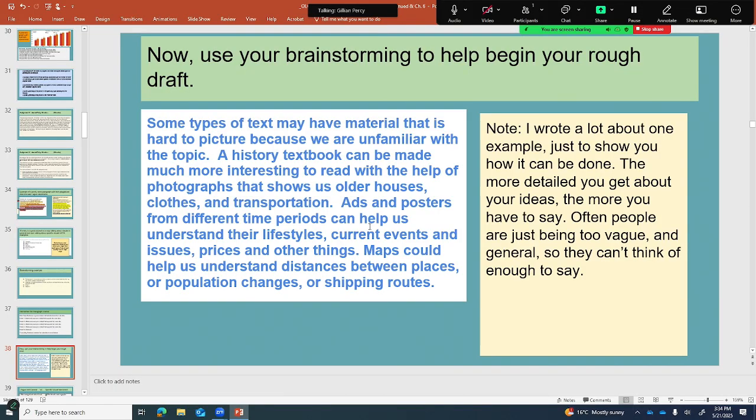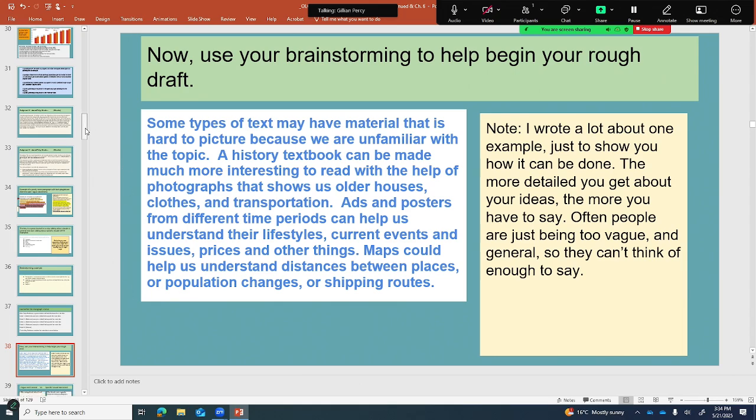So here I picked one type of reading material and then talked about a bunch of different visuals that might help make it more interesting. You could do it that way, or you could pick one type of visual and talk about different reading formats it might be used in and how it might help each one of those. Okay. Now I got really detailed, and that's just because I wanted to show you how detailed you can get. Okay.